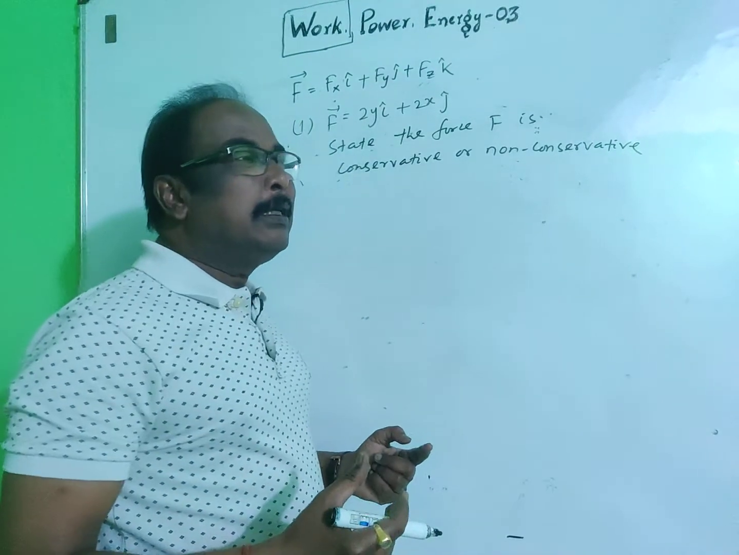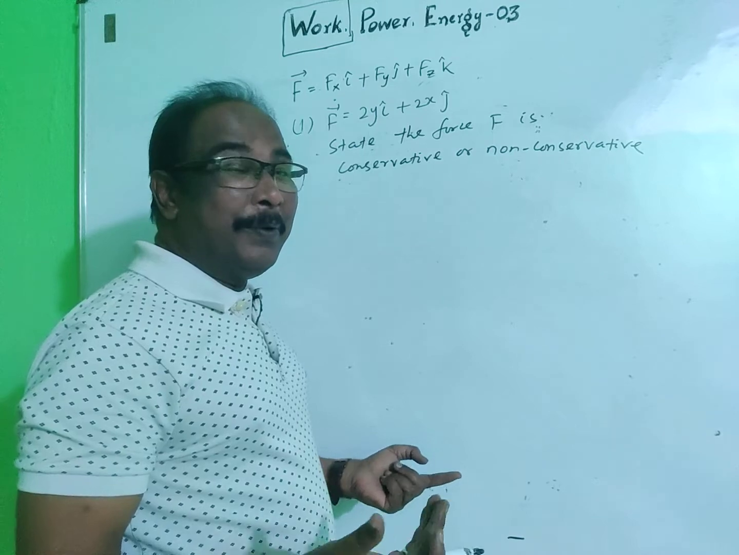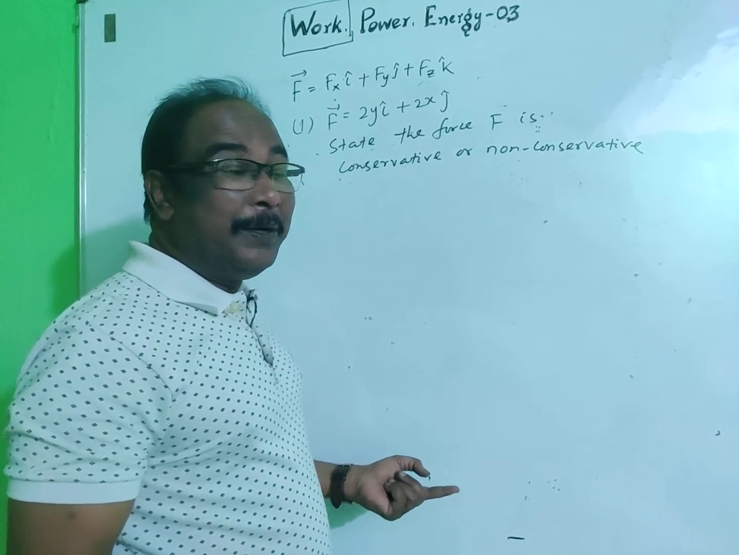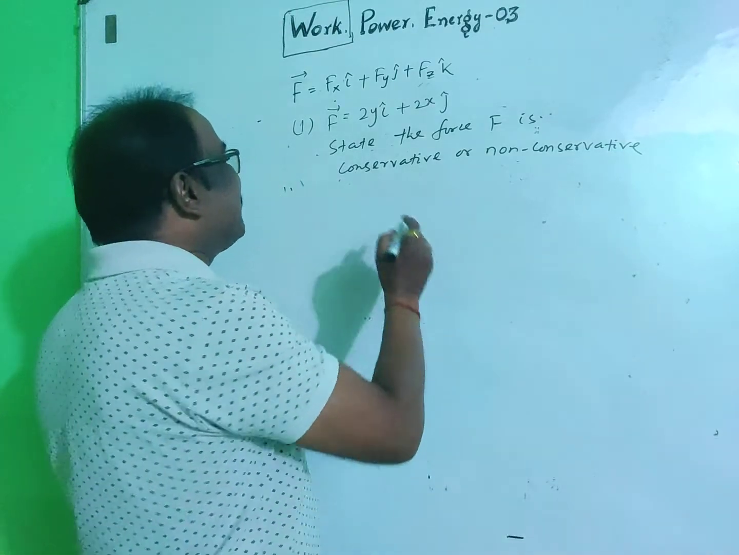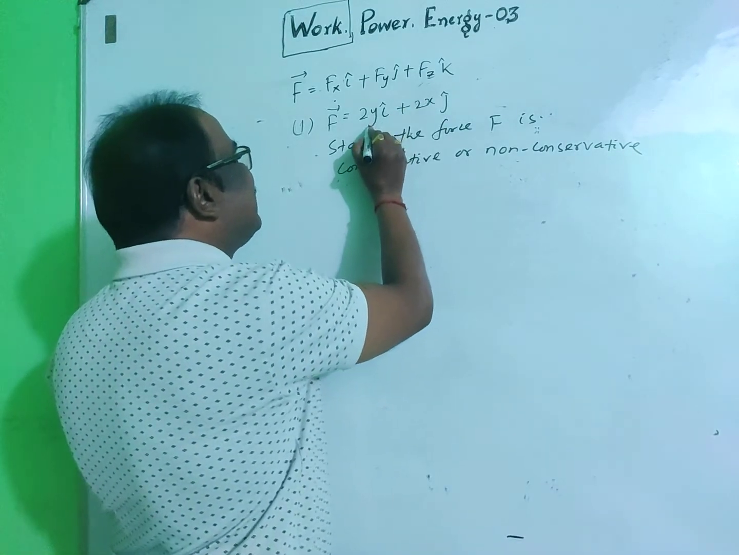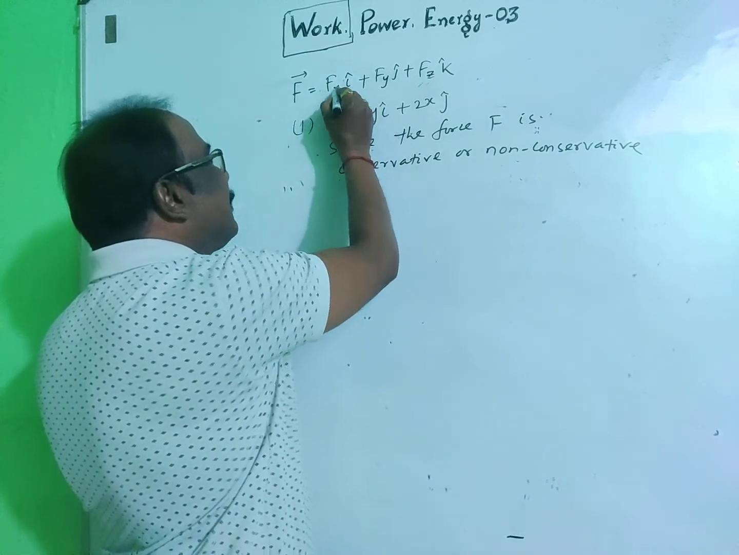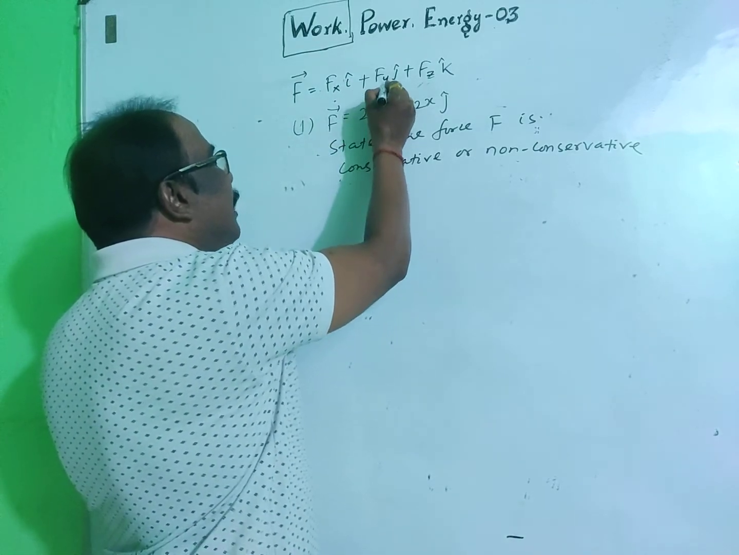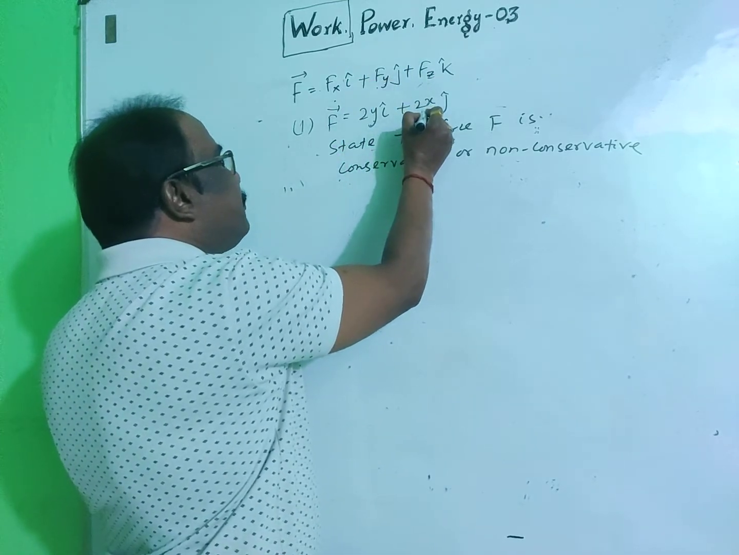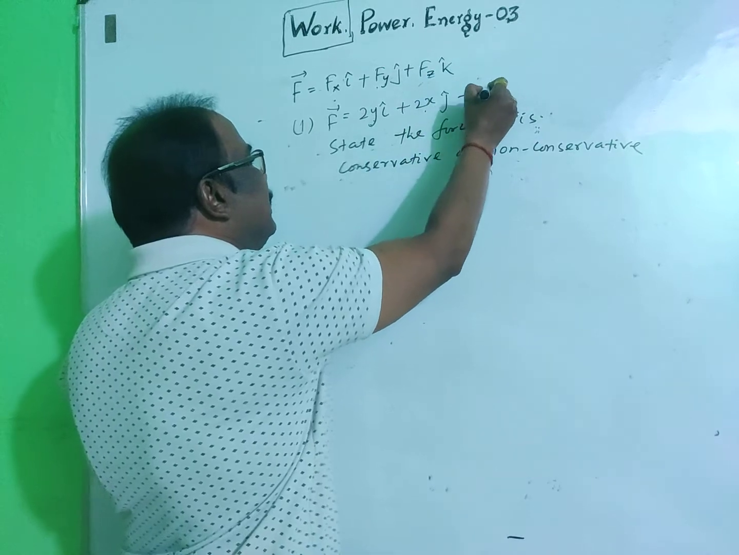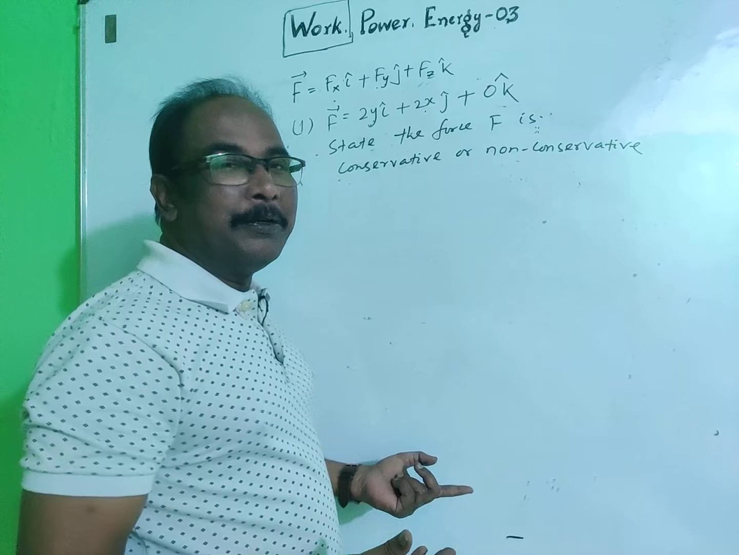Or you may face it in objective base also, on the basis of work. Some closed path will be given to you, then you have to state whether work done is 0 or not. Here, the x component is Fx = 2y i cap, Fy = 2x j cap, but the magnitude of Fz is not given. So the component along the z axis is 0.